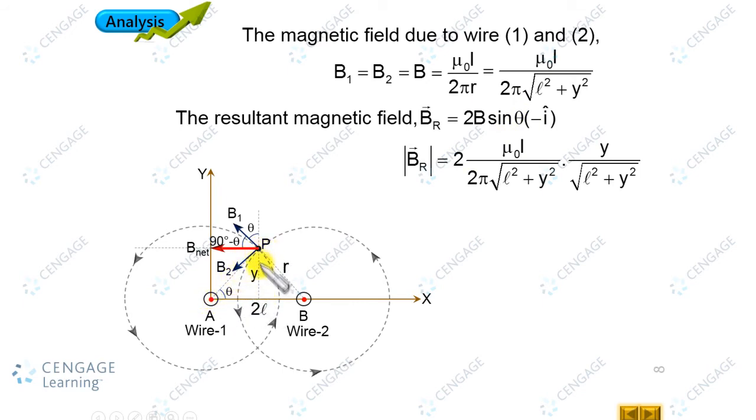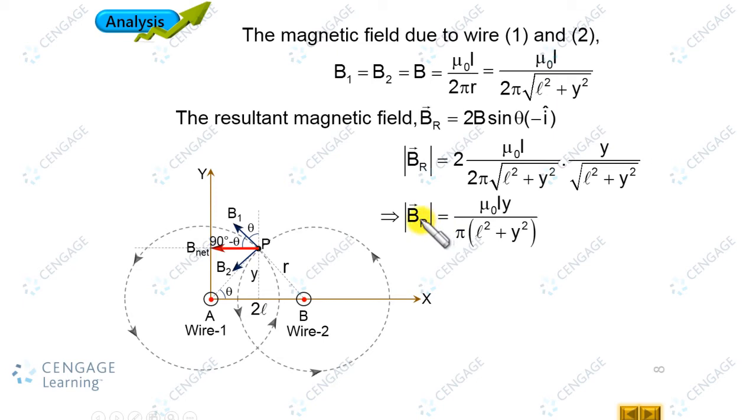So sin theta is equal to y divided by small r, and small r is equal to the square root of L square plus y square. So this is the value of sin theta. We are calculating the magnitude because in the question we are asked to find the maximum magnitude. So now we can simplify. This is equal to mu naught I y divided by pi times (L square plus y square), right?